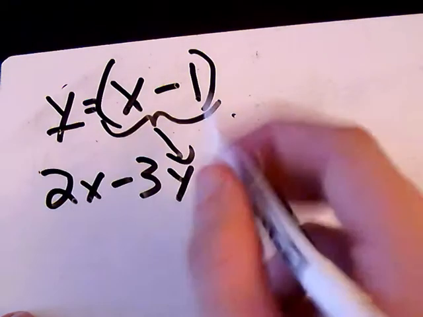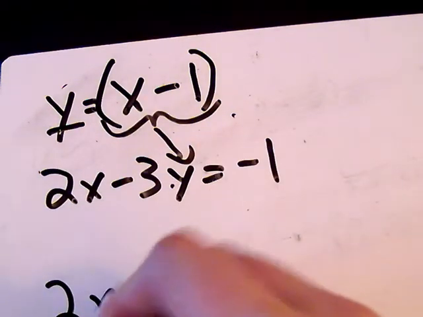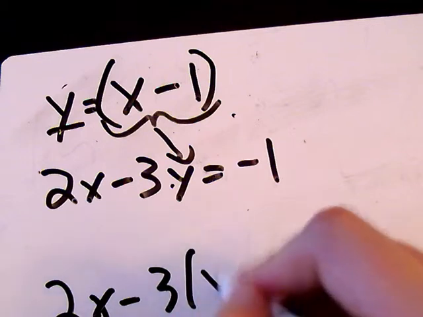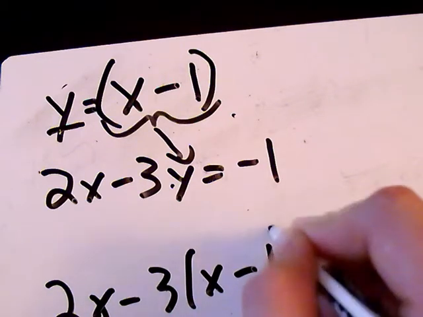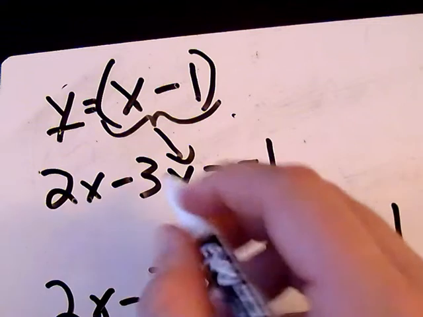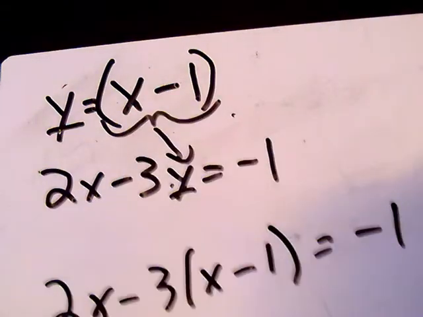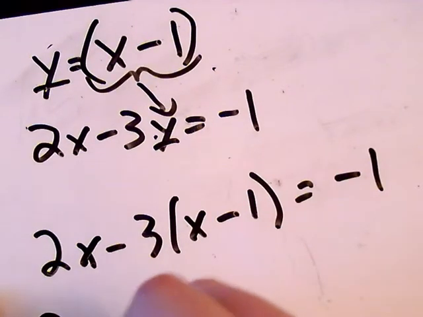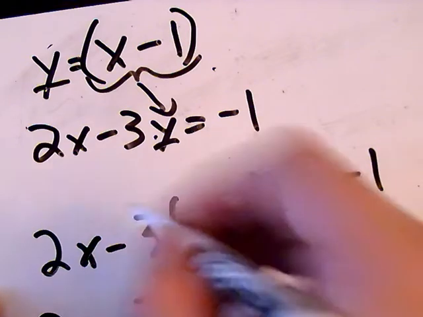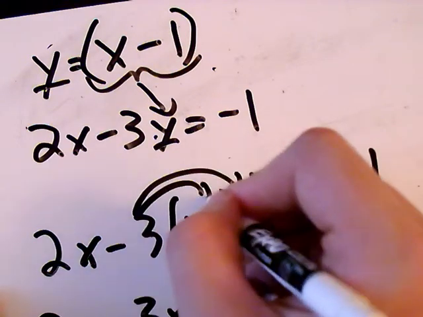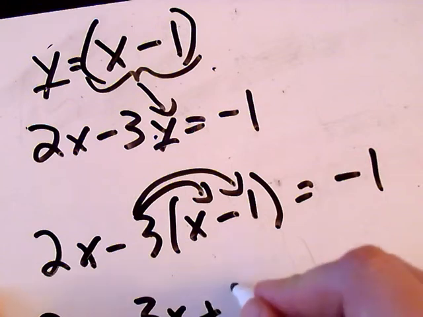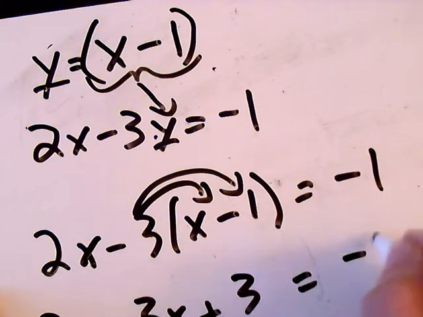Since it says y equals x minus 1, I'm going to plug whatever y equals into this other equation. You can see instead of plugging in y, I put x minus 1. Now this goes back to simple algebra. I distribute this out. So I have negative 3 times negative 1, which would be positive 3.